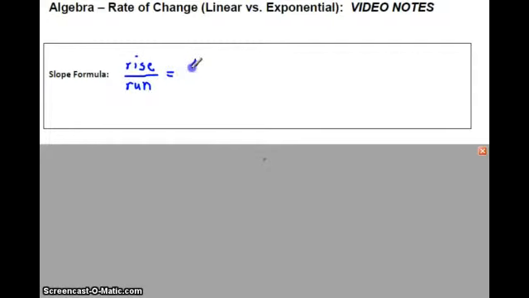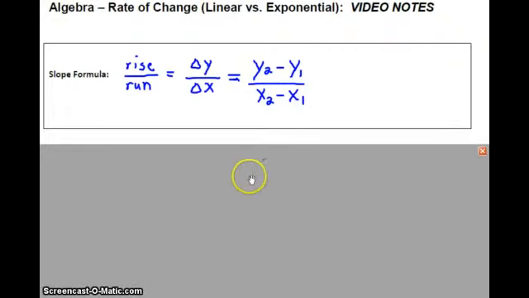Another way is change in y over the change in x. That's what rise over run means. The change in y is the rise, the change in x is the run. But most of the time the usable formula is y2 minus y1 over x2 minus x1. That's the one you learned last year, I believe. We've used it this year.